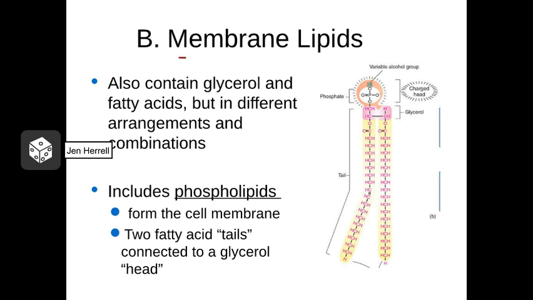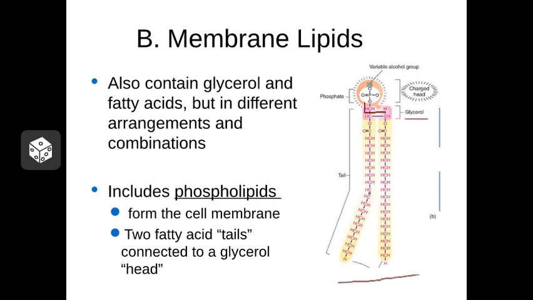Membrane lipids are the lipids that make up our cell membranes. There are many different types of lipids that fall in this category, but the major one that we're going to talk about are these molecules called phospholipids. Structurally, phospholipids are pretty similar to triglycerides. They include a glycerol head and fatty acid tails, just like the triglycerides. But there are some important differences.